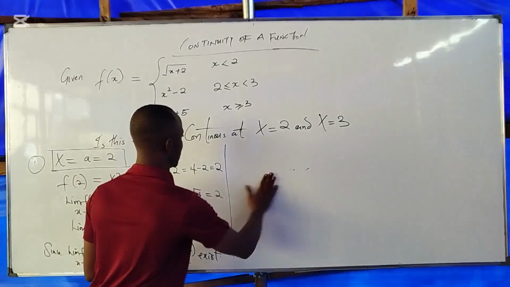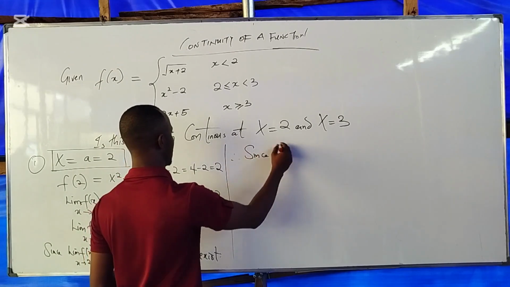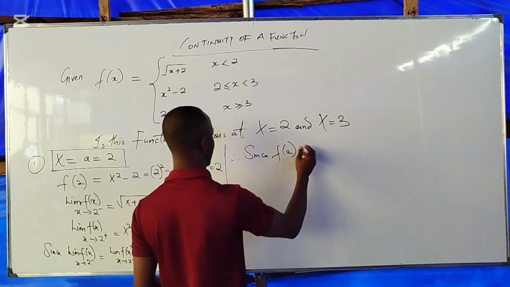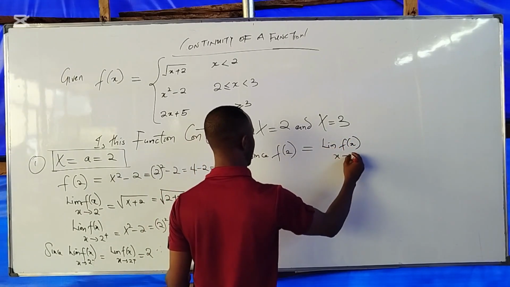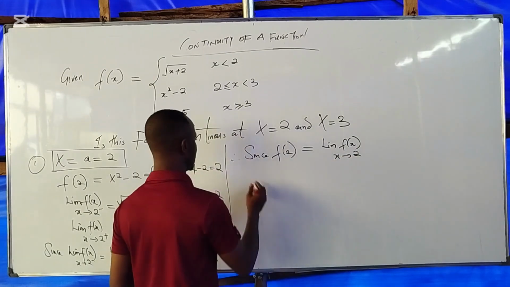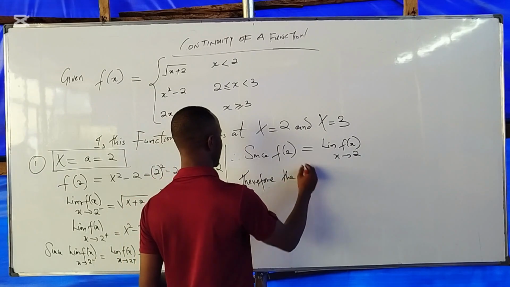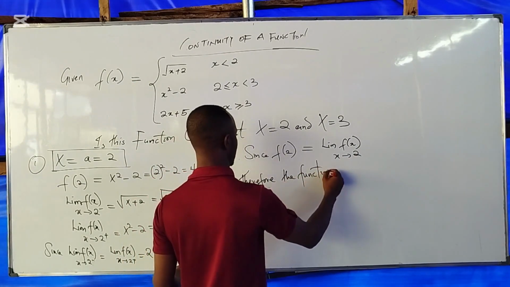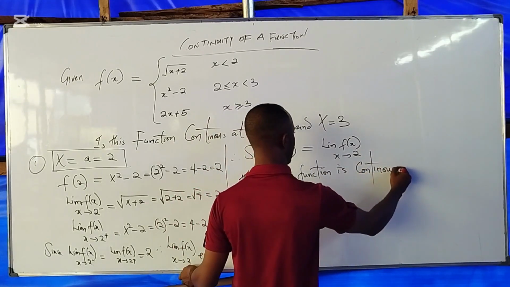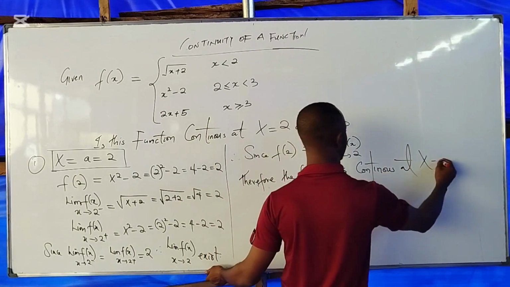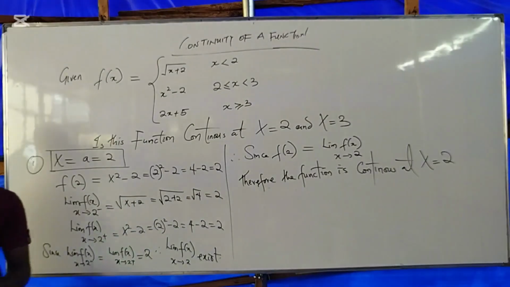All right, let me finish up this. So we have, since f of 2, which is defined, is equal to the limit of f of x as x approaches 2, therefore the function is continuous at x equals 2. The function is continuous at x equals 2.